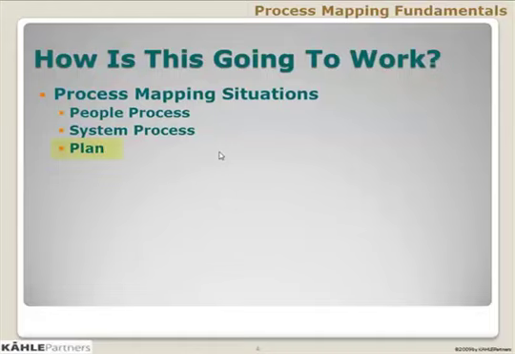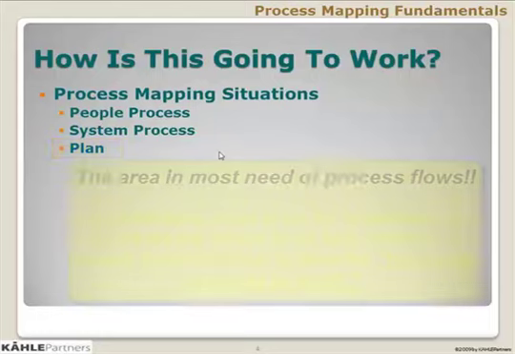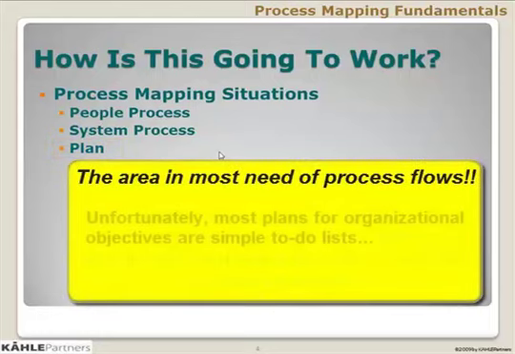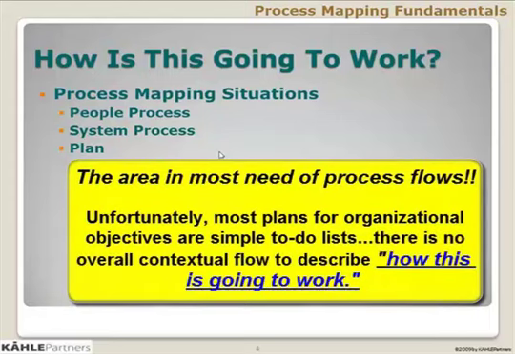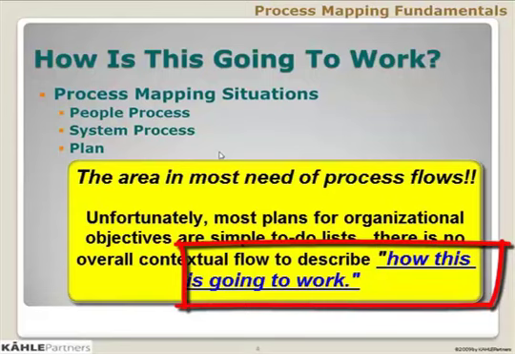And the third situation is when developing a plan. I have found that developing plans for how organizations will do things is the area in most need of process flows, and is also the area most sorely lacking them. While folks will readily develop a task list of things to do, or schedule events, or even assign resources to perform the tasks and events, they seldom take the time to map out the process, the linkages and dependencies that answer the question of how is this going to work.